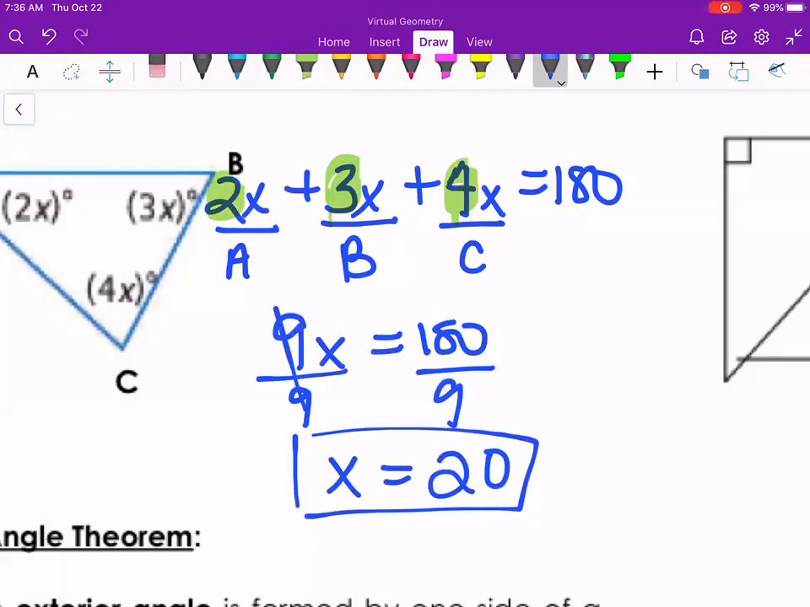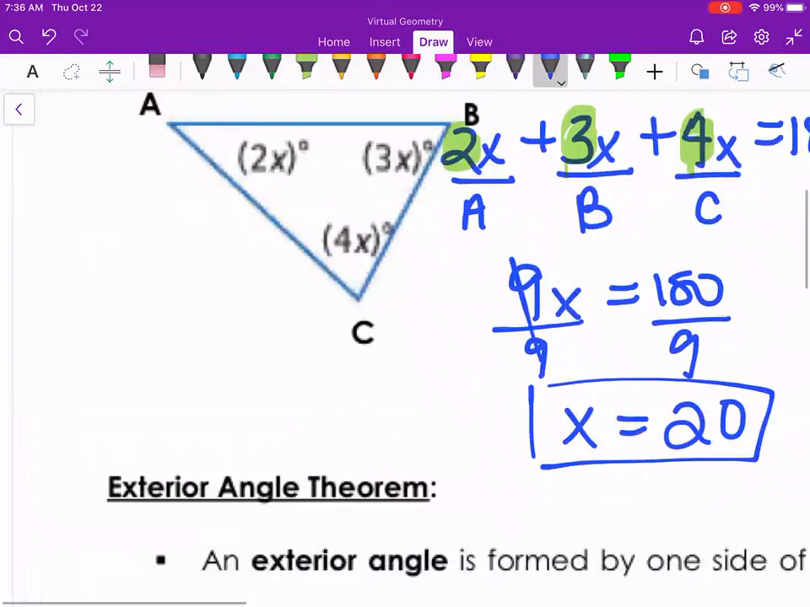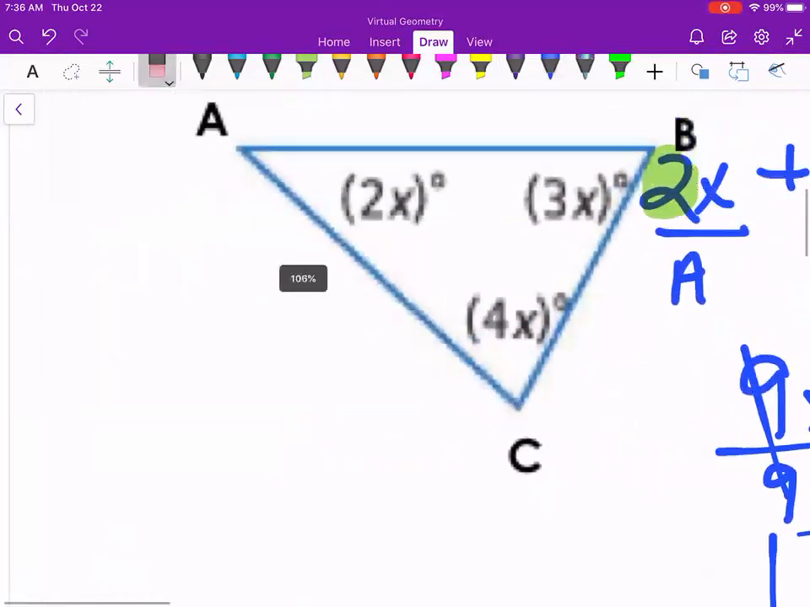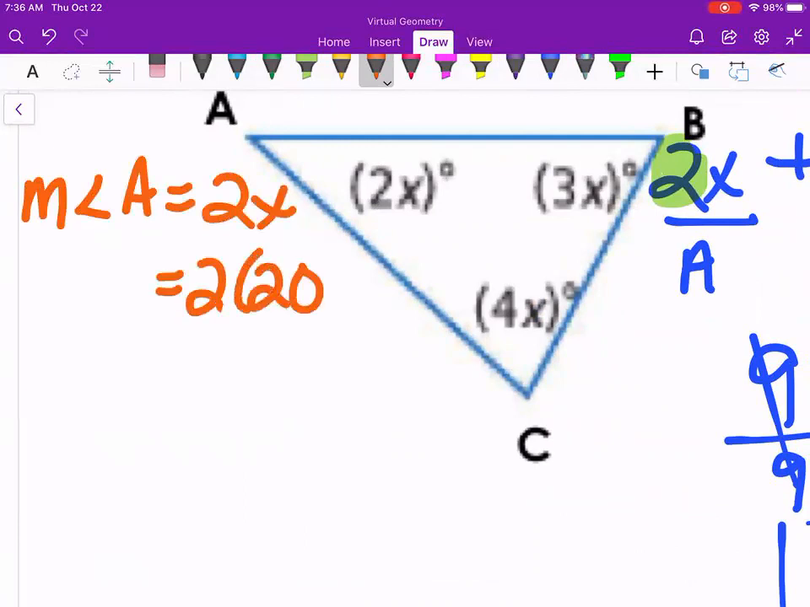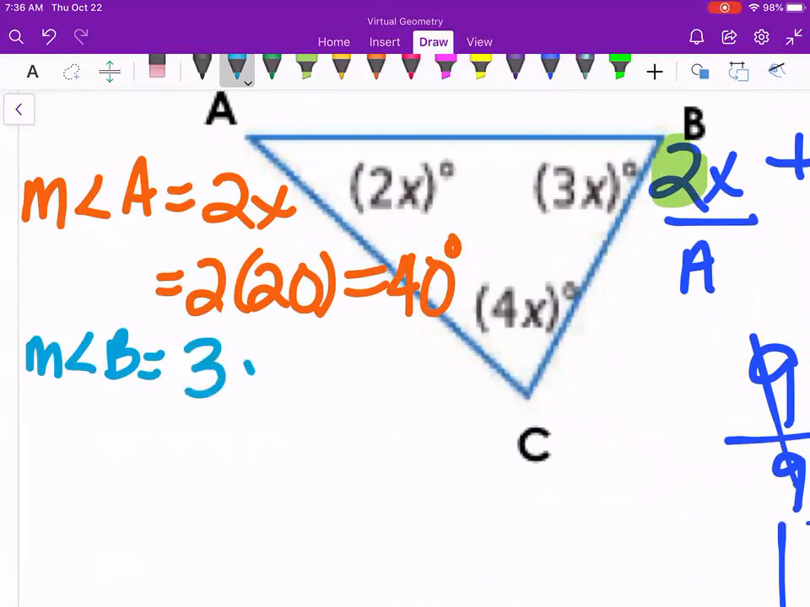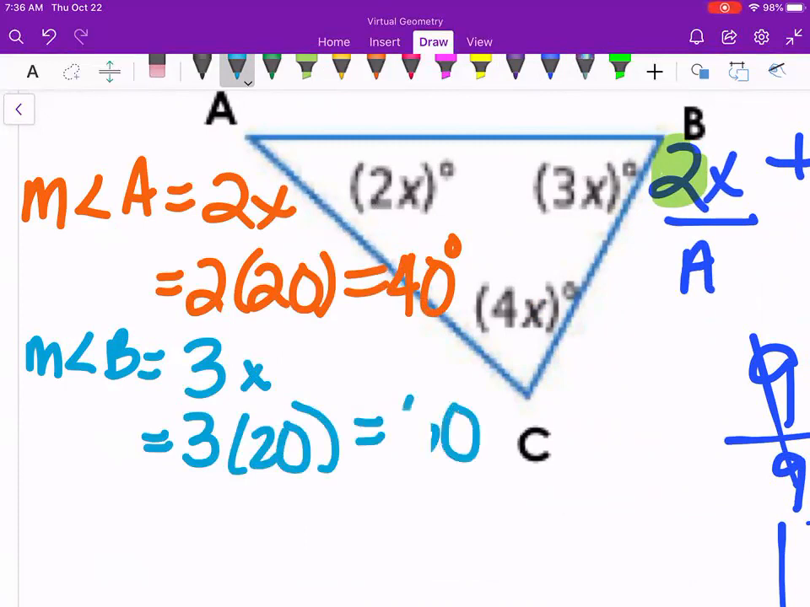And find each angle. So that means we need to go back to the different angles, angle A, B, and C, and plug this 20 back in to see what their actual totals are going to be. And let's see what we have. All right, so if the measure of angle A is 2x, then I'm looking at 2 times 20, which gives me 40 degrees. So there's angle A. Then we do the same thing for angle B. The measure of angle B is 3x. So really, we're looking at 3 times 20 for 60 degrees.